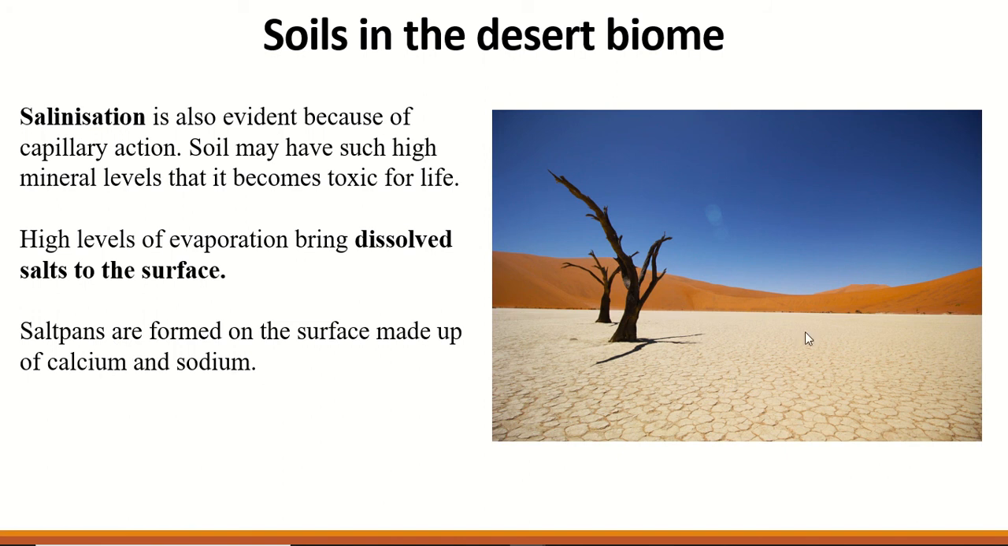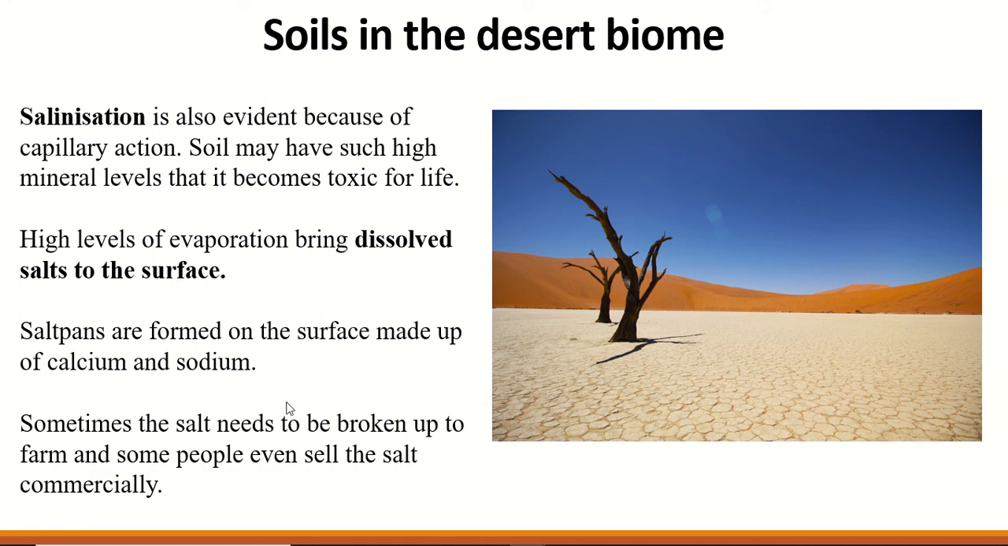So if you look at the picture here, guys, you can see big rolling hills in the background. They look like, I suppose, sand. When you look here, you can see a white layer. That is literally a layer of salt called a salt pan. And the problem with that salt pan is it makes the soil toxic and infertile.